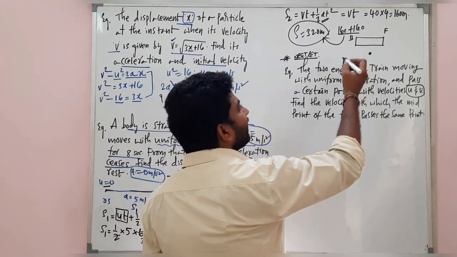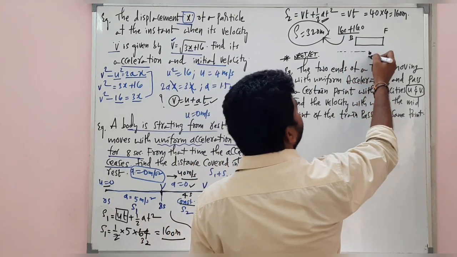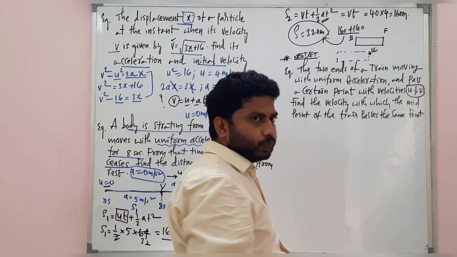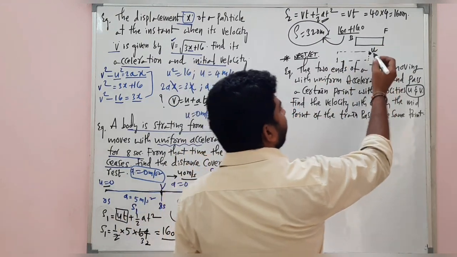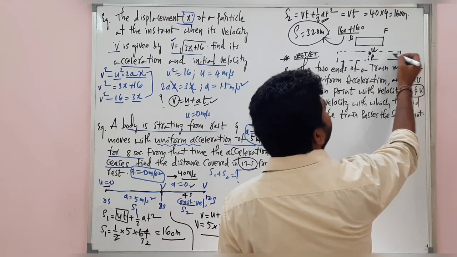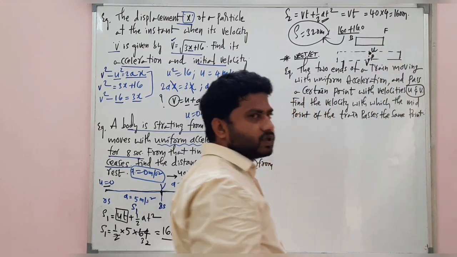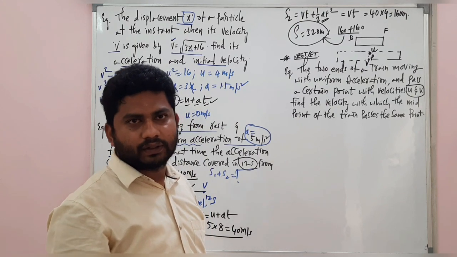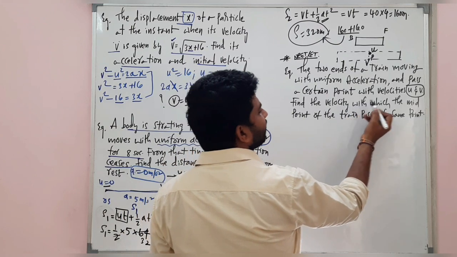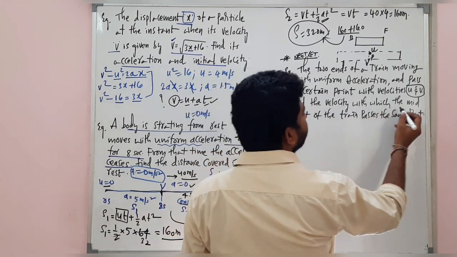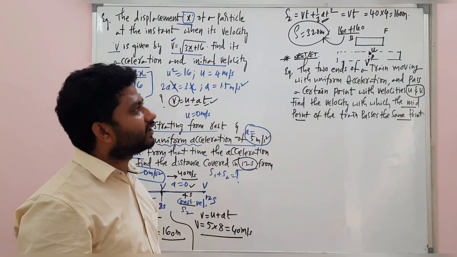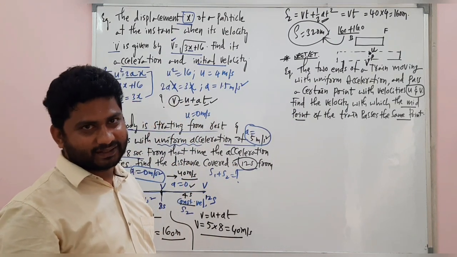So when the front end is moving past the point, it will move with velocity u. When the same point P is covered by the back end, it is moving with speed v. So simple. Right? Now the question is, find the velocity with which the midpoint of the train passes the same point.